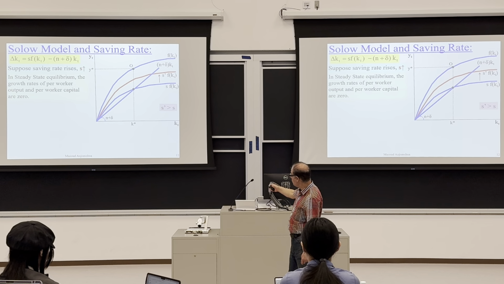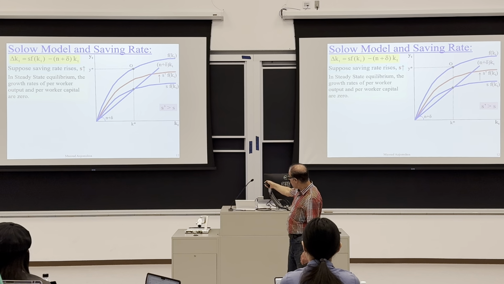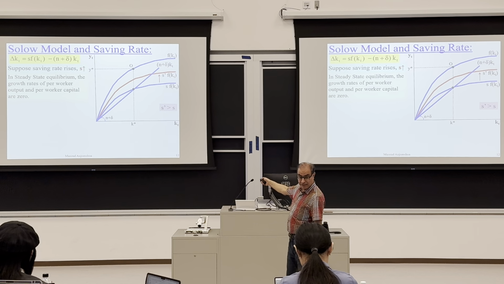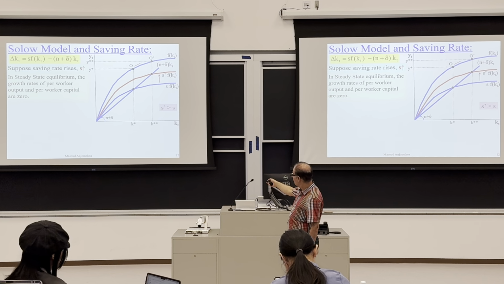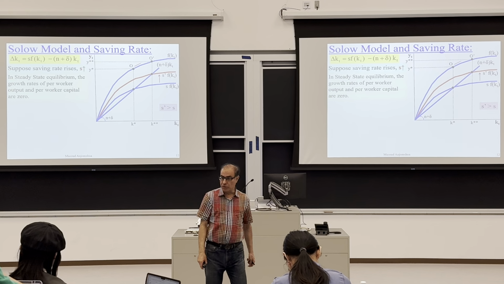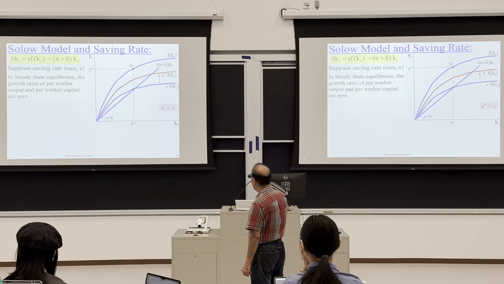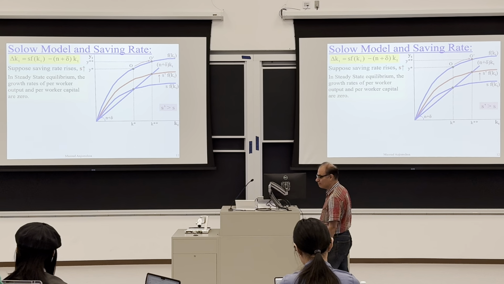Steady-state equilibrium is determined by intersection. So your steady-state equilibrium is determined by this intersection. This intersection goes here. Okay, did you see that? So your long run, very long run equilibrium goes from point O to point O prime. Did you see that?